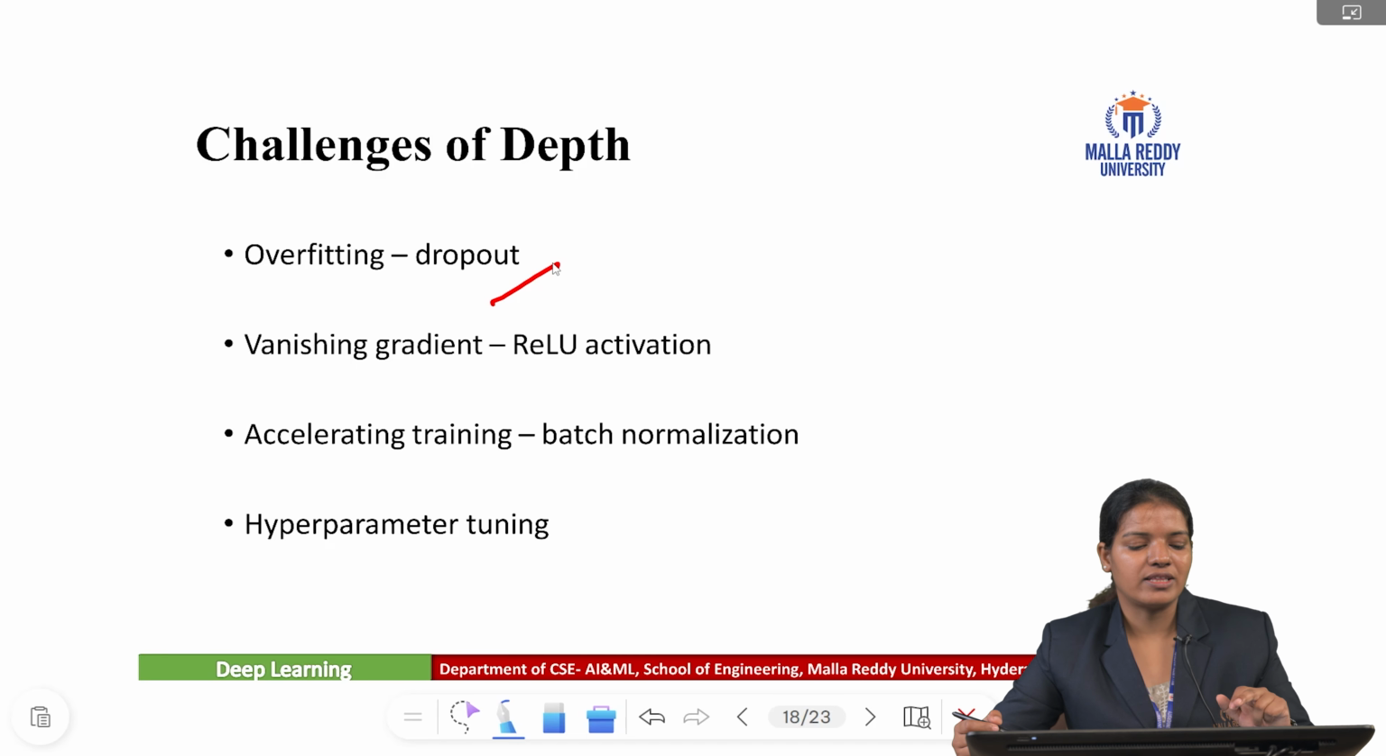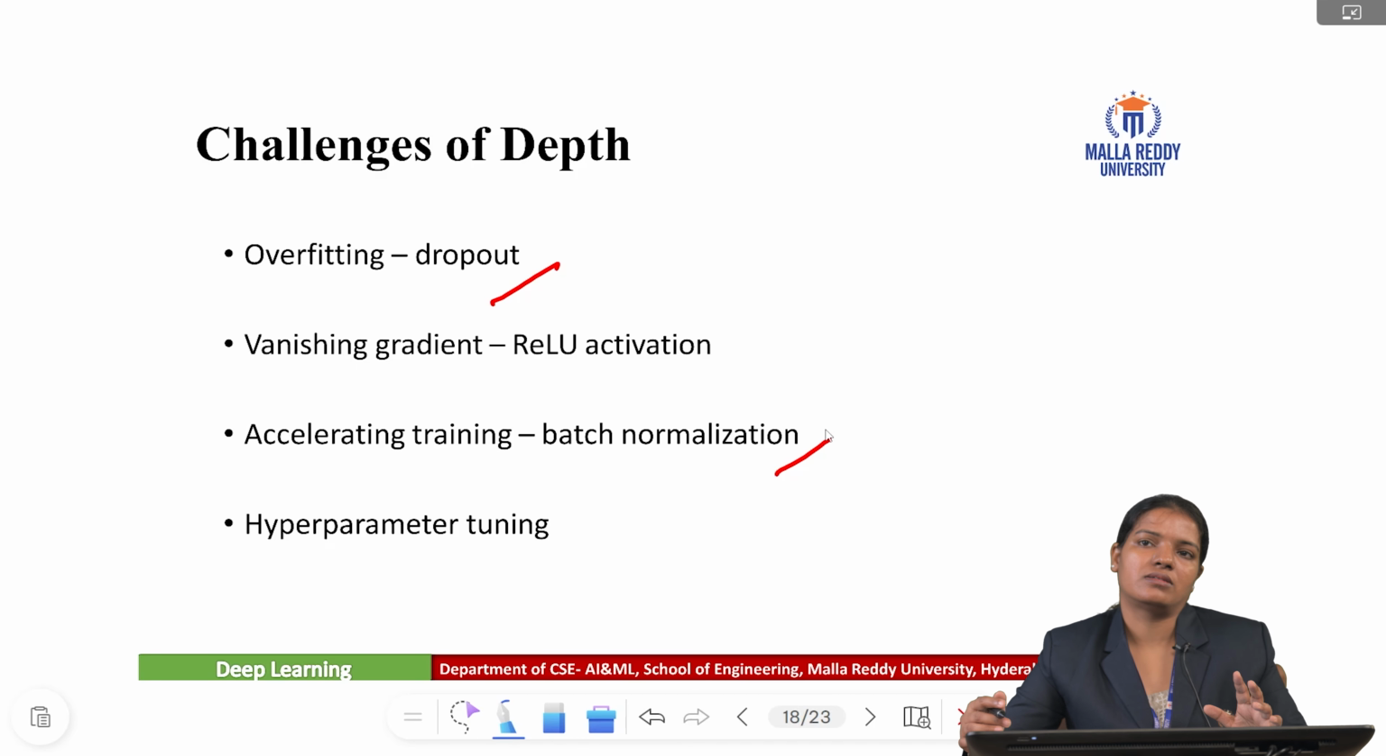The vanishing gradient problem we can overcome by using the ReLU activation function. Similarly, the accelerating training problem can be overcome by batch normalization. In batch normalization, we select different batches of the sample data. After that, the next problem is hyperparameter tuning, which is based on the hit and trial method.